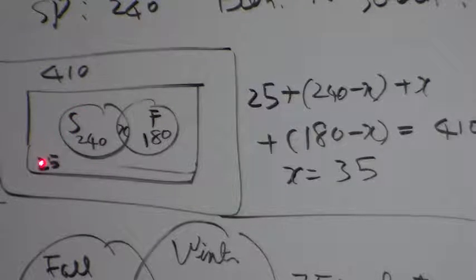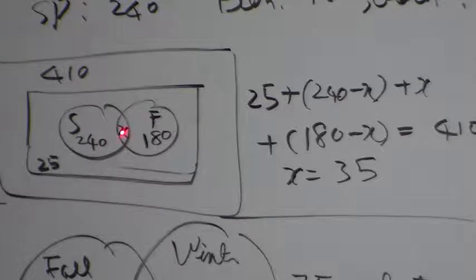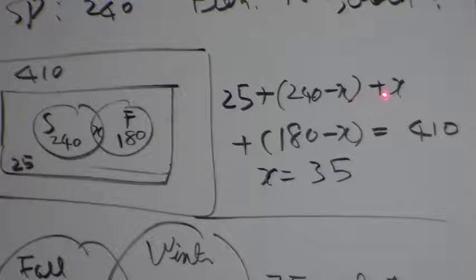So we're going to add neither, which is 25 students, plus only Spanish. Only Spanish: the Spanish class is 240, but some students are also in a class of French. That's why only Spanish means only this part right there, not this one. So 240 minus x is only Spanish. Then both is x right there, so we're going to add in both.